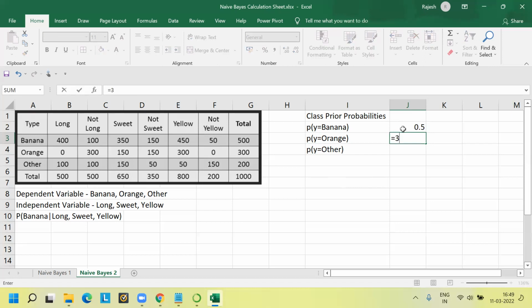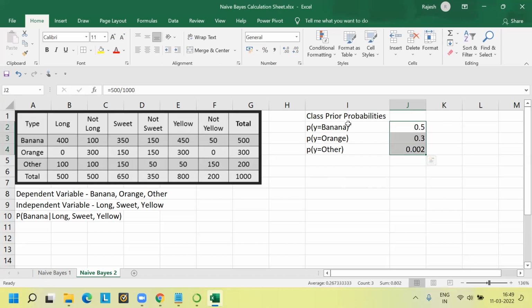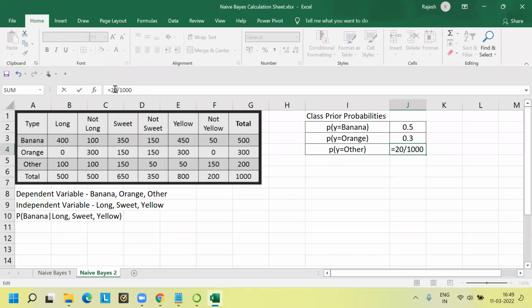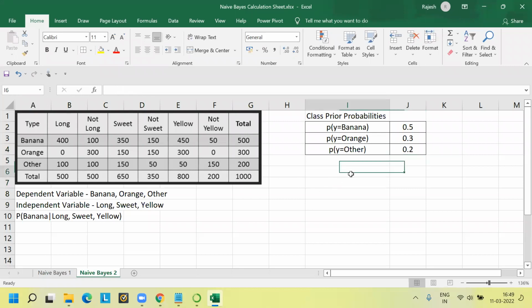How many oranges are there in total? 300, so 300 divided by 1000. How many others are there? 200 divided by 1000. So the prior probabilities are these. The probability of y equal to banana is 0.5.